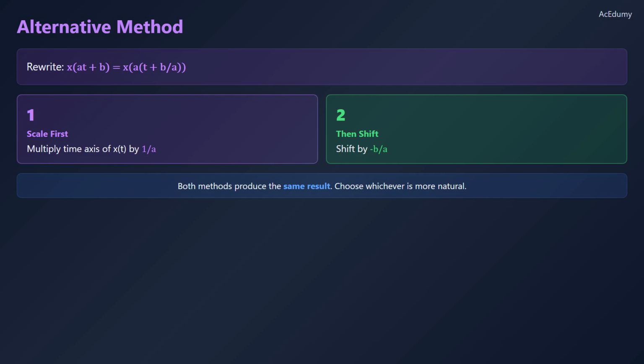There is an alternative approach. We can rewrite x of at plus b as x of a times the quantity t plus b over a. Using this factored form, first multiply the time axis of x of t by 1 over a to perform the scaling. Then shift the result by -b over a. This means scale first, then shift by b over a. Both methods produce the same result. Choose whichever feels more natural for the given problem.